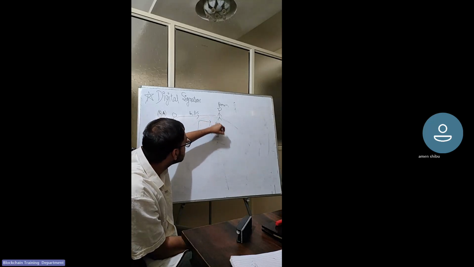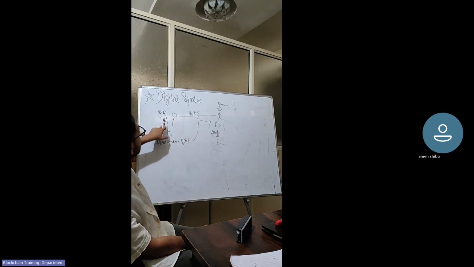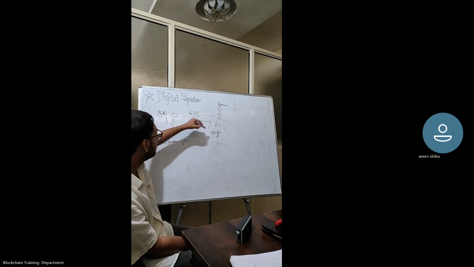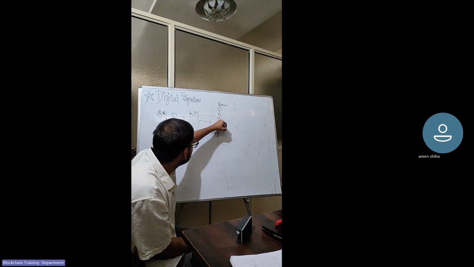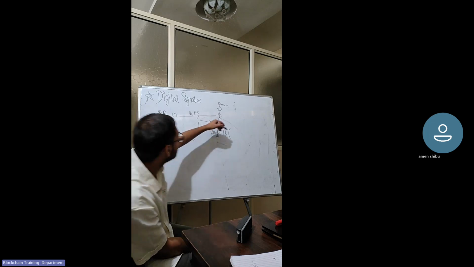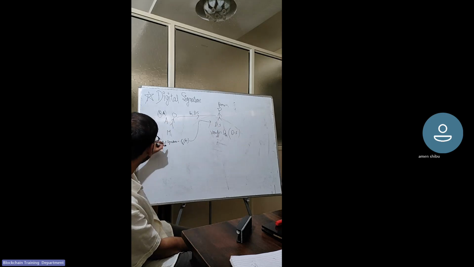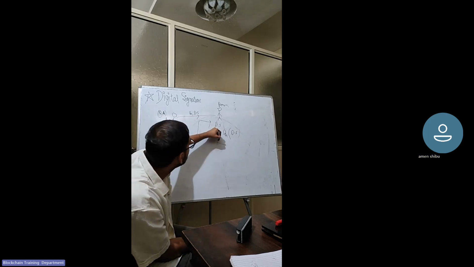And how is this verification done? By using A's public key. So you will decrypt it using the public key of A and verify this digital signature. I'll just write digital signature. This is DS. I'll also write it here so you will not get confused. DS, digital signature.